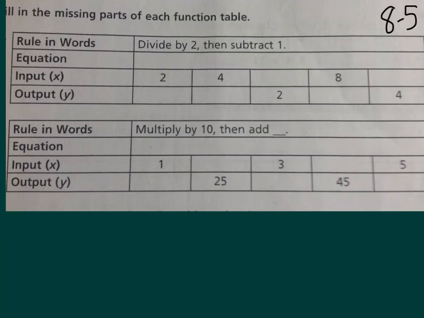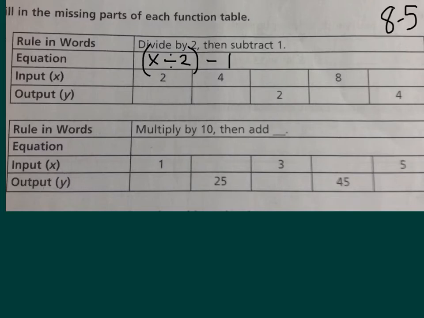We did these function tables at the beginning of the year, and now they've added having more than one step. The first thing we need to do is take the rule that's written in words and make an equation. So it's saying divide by 2, then subtract 1. That means we're taking x, dividing it by 2, and then when it says then subtract 1, we're going to put that in parentheses and then subtract 1 like that.